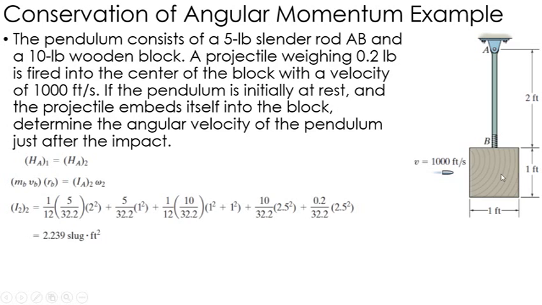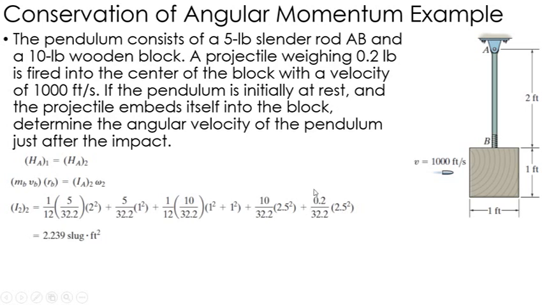Now for the block here, this is the moment of inertia about its centroid, 1/12 m times a squared plus b squared, plus m d squared, where m is given there, and d is 2.5, the distance between the centroid of this and point A. So that is the moment of inertia of the block, and then this is the moment of inertia of the bullet, which is just the mass times the distance away squared.